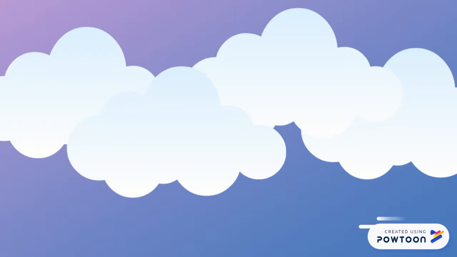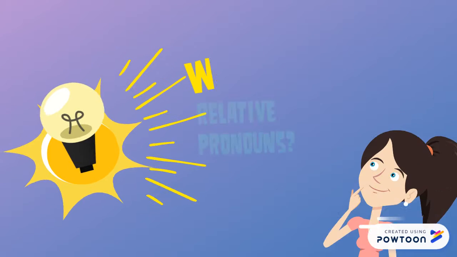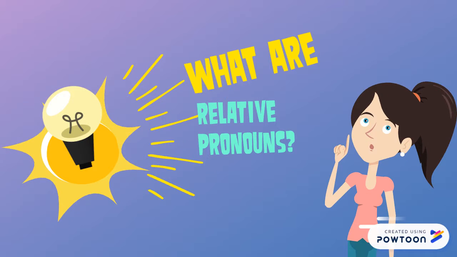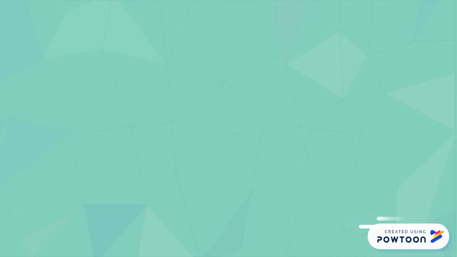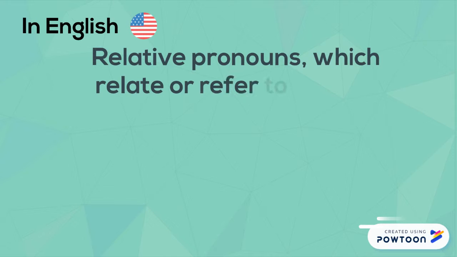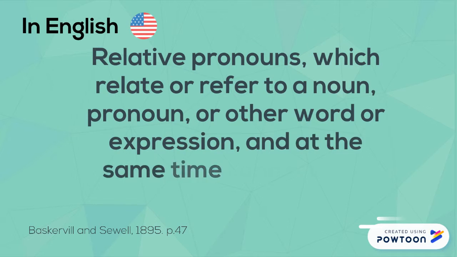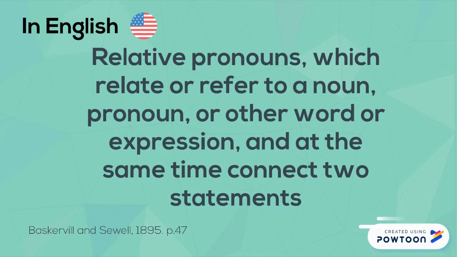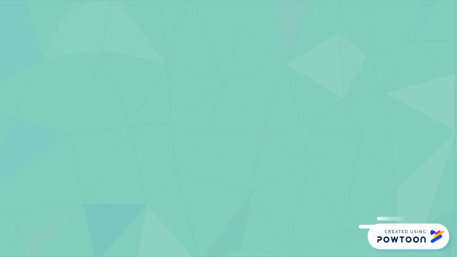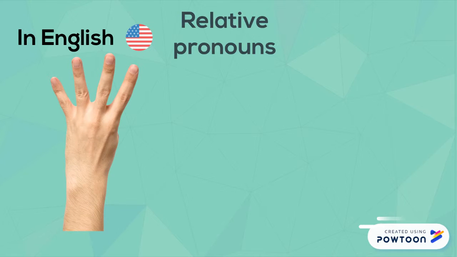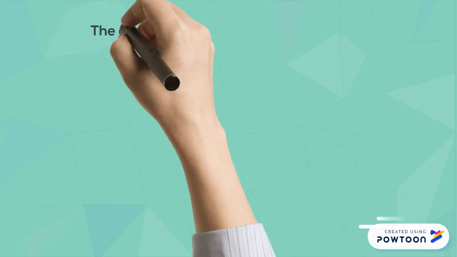For this session number 3, I would like to start by answering the question, what are relative pronouns? Well, let's start with the definition of pronouns in English. In English, relative pronouns are the words that relate or refer to a noun, pronoun, or other word or expression, and at the same time connect two statements. This category contains 4 words that we are going to mention now. The first one is who, the second, which, what, and finally, that. Now, let's pay attention to the examples below.